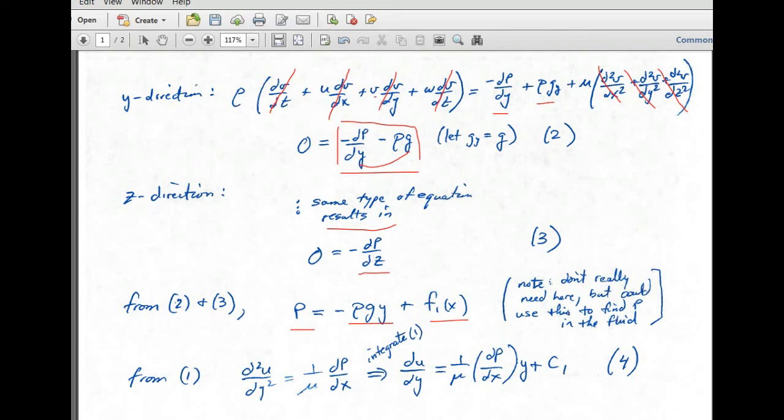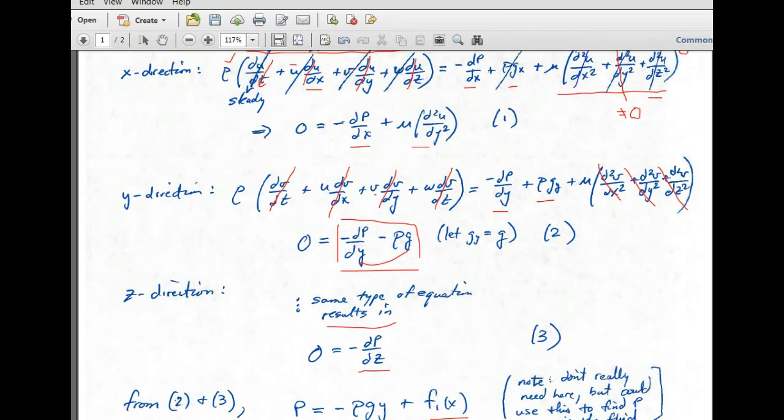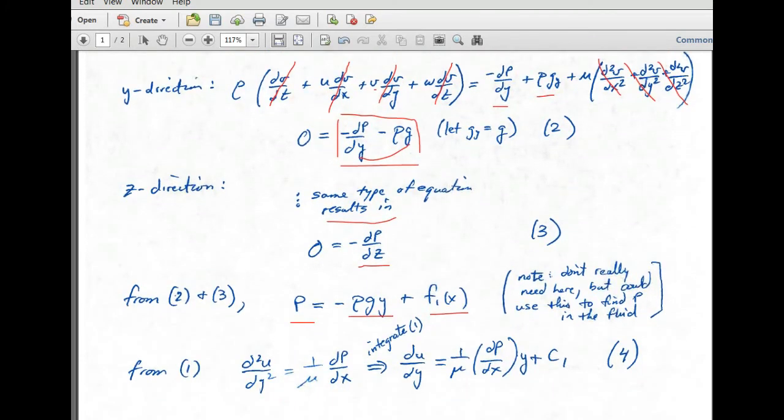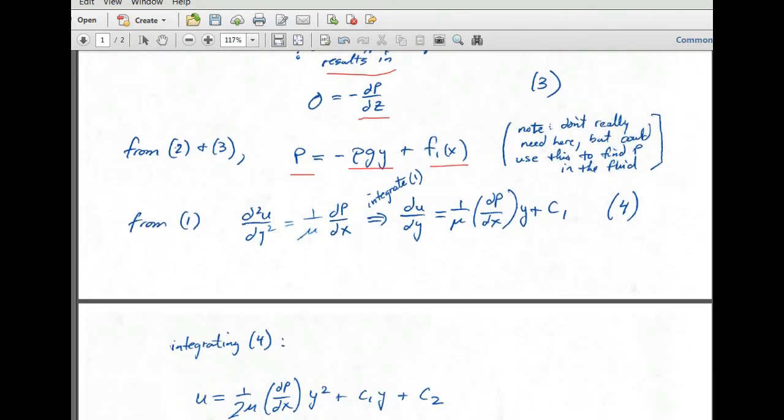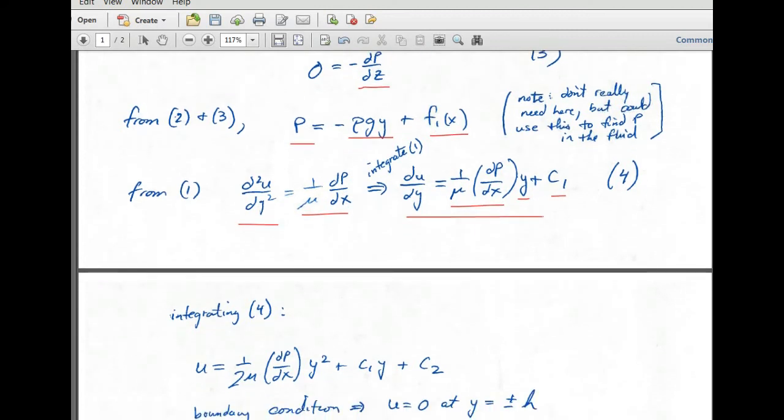Similarly, from the first equation, from the x direction here, we can bring the dp over, bring the mu over, and we get 1 over mu dp/dx is equal to d squared u/dy squared. We integrate it once, and we simply get a y in front of this pressure gradient term, because these terms are all constants or a function of x. Therefore, if you integrate with respect to y, you just put a y in front of it, and you get this first constant of integration.